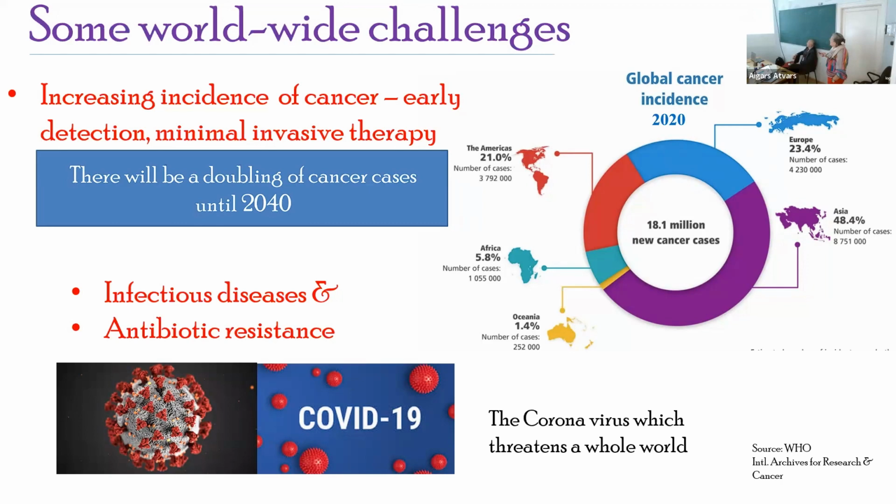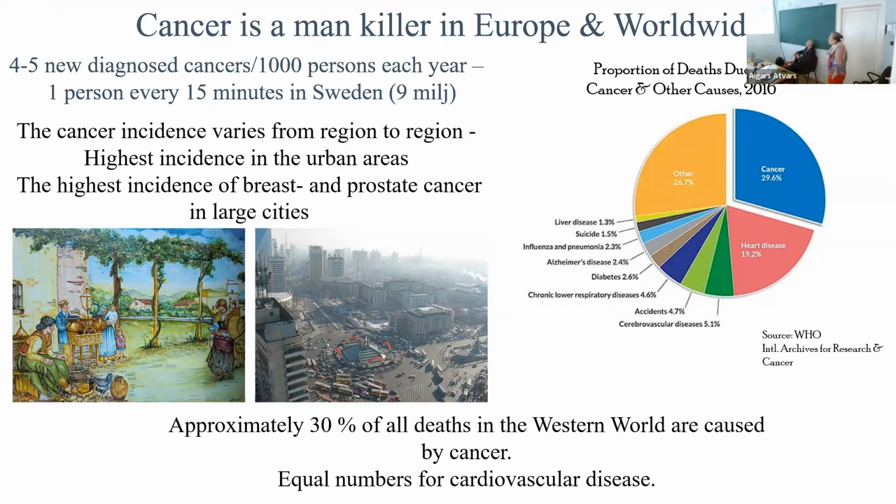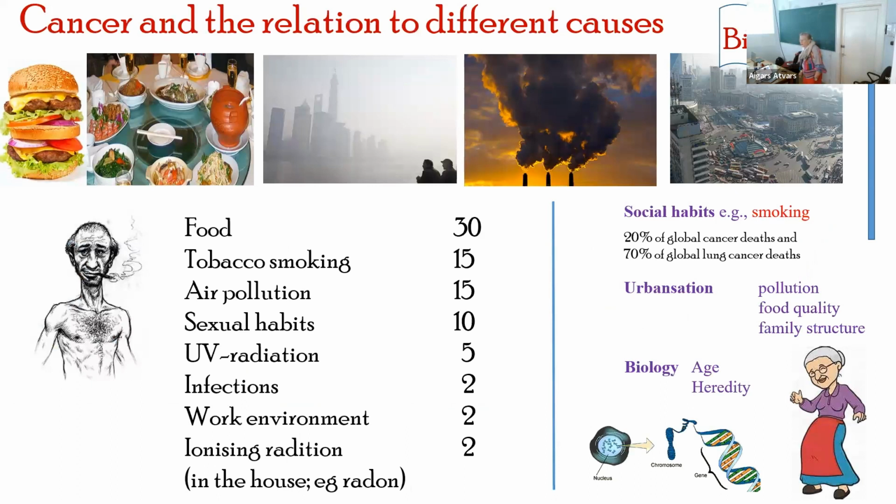To the right here, you see the global cancer incidence in 2020 among the different continents. So cancer is a man killer in Europe and worldwide. Approximately, as I write here, 30% of the deaths in the Western world are caused by cancer. Only cardiovascular diseases cover a higher death rate. It's also interesting to see that the incidence is higher in large cities than in the rural area, and that has, of course, different explanations, which the epidemiologists tell us.